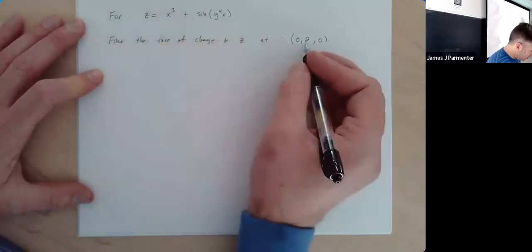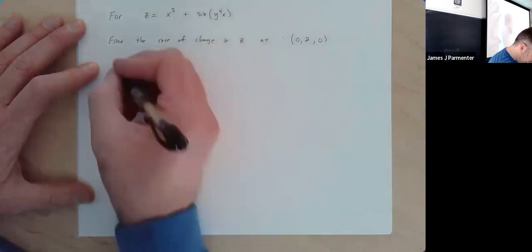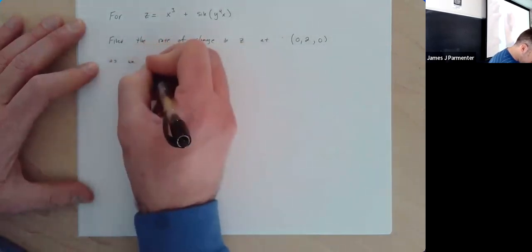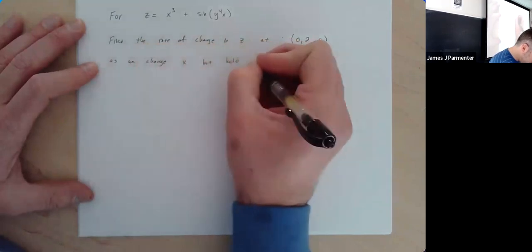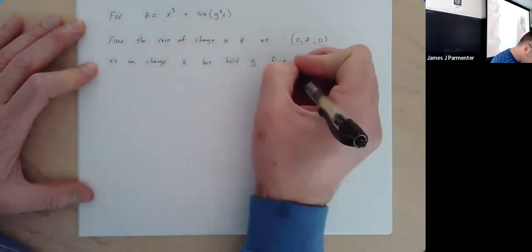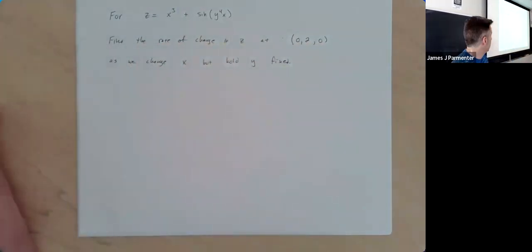Find the change in z at the point 0, 2, 0 as we change x but hold y fixed. So the thing they're asking us to do here is not hard. The thing that's hard about this question is understanding what they're asking you for in the first place. So they're asking us to find the rate of change in z at some point as we change x but hold y fixed. What are they actually asking us to find?